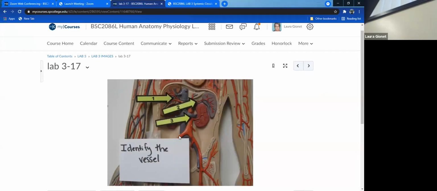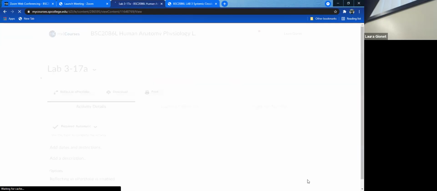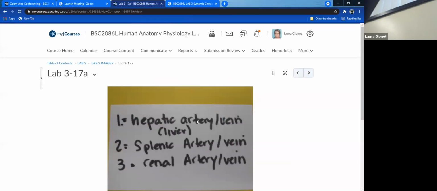Looking in the abdominal pelvic cavity, we have a few arteries and veins to identify here. Right? So we have 1, 2, and 3. We have vessels here traveling to the liver where number 1 is pointing. We have a pancreas and a spleen over here on the left-hand side, and we have kidneys. So we have the hepatic artery and vein at where number 1 is.